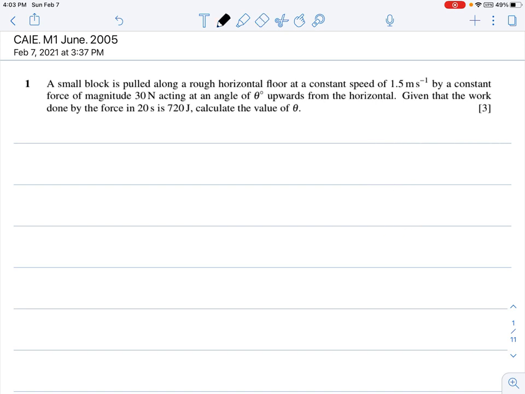The first question says there is a small block on a rough horizontal floor being pulled with a constant speed of 1.5 meters per second with a force of 30 newtons at an angle theta. So let us draw the diagram first. In M1, the most important thing is we need to draw the diagram. So this is a block.